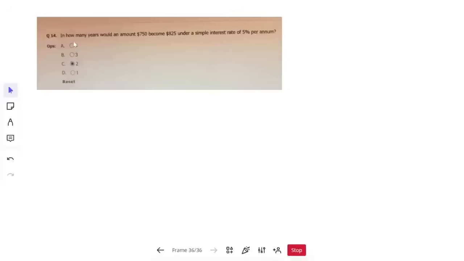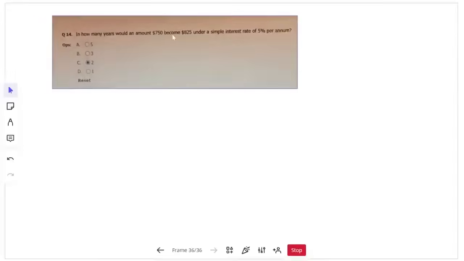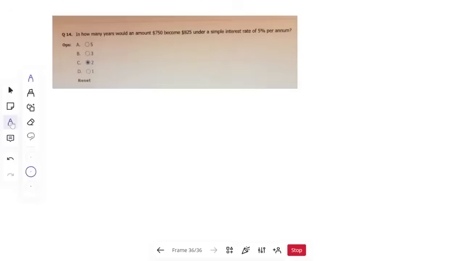Let's look at this question. So in this question, we are asked, in how many years would the amount $750 become $825, under a simple interest rate of 5% per annum. See, so how will we solve this one? This is a question based on simple interest.